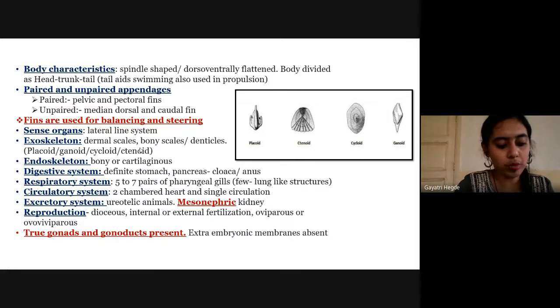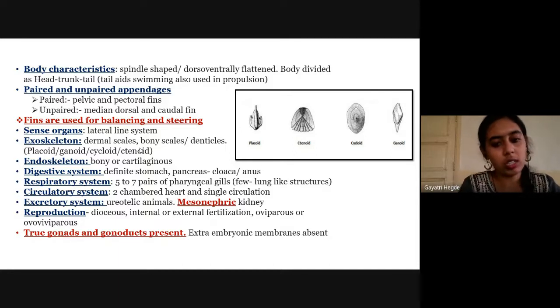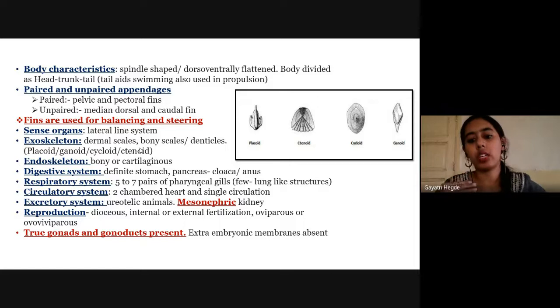ठीक है, mesonephric kind. So these are functional kidneys for the larvas, but also as the adults. So throughout the adult life इसका क्या होता है, मेसोनेफ्रिक टाइप ही रहता है किडनी.